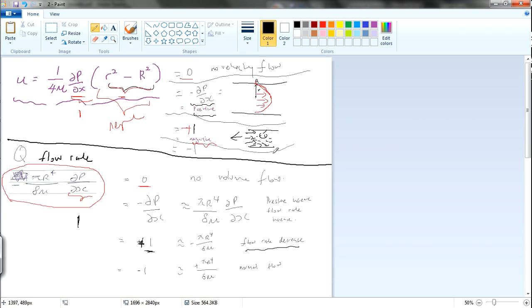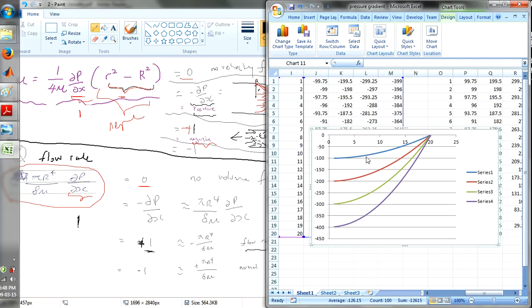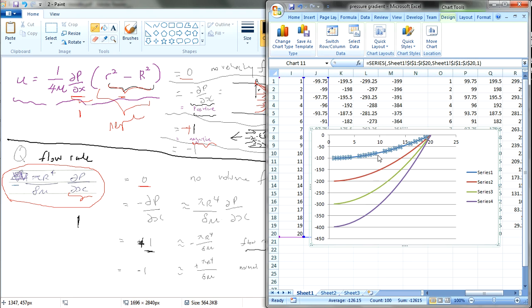And as you can see the trend, similarly, if your pressure gradient is going to be higher, the curve will be steeper. We're talking about the values. If the value is going to be steeper, you're going to go in this direction.